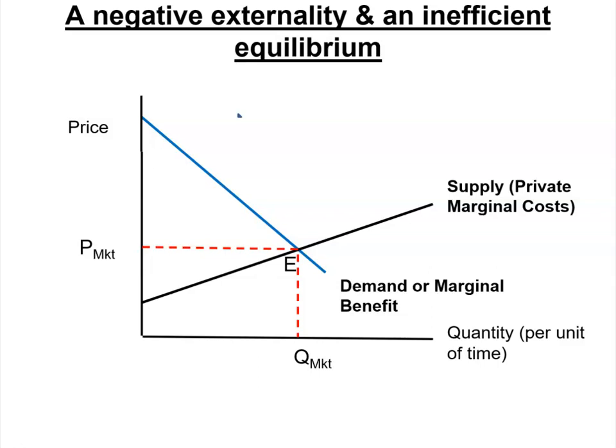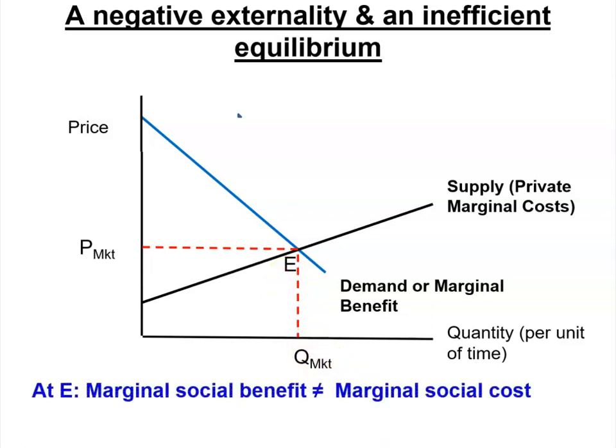Let's analyze the case where we have a negative externality and thus an inefficient allocation of resources. So first we have to understand what goes on in the unregulated market when the buyers and the sellers just make their individual decisions. We have to understand why that situation is inefficient. If it's inefficient, it must be the case that marginal social benefits are not equal to marginal social costs.